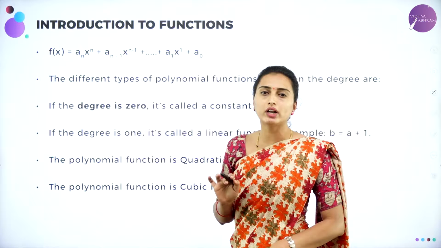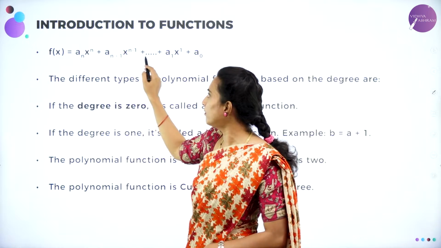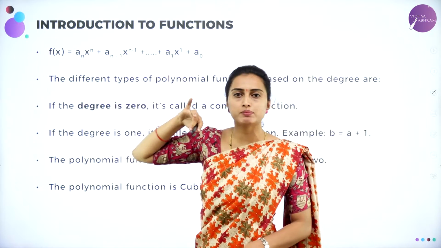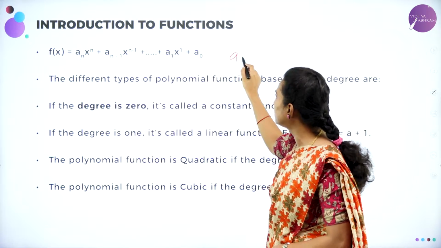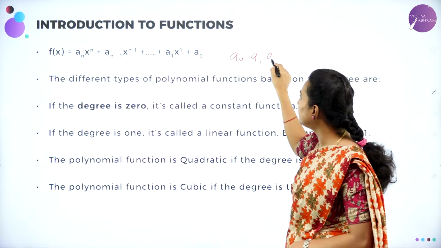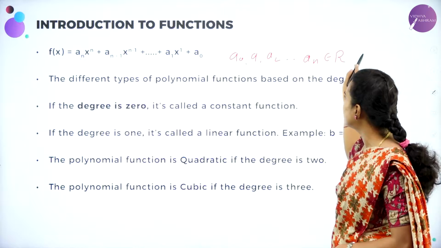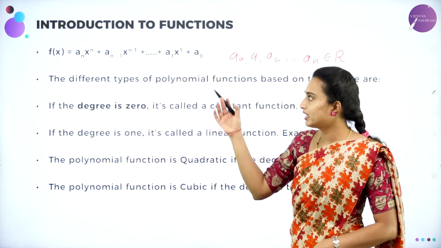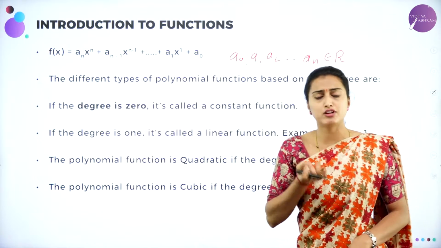Otherwise, we can also write the function like this: a_n x power n plus a_(n-1) x power n minus 1 plus etc. plus a1 x plus a naught, where a naught, a1, a2, etc., a_n belong to what? The real numbers. Here x is nothing but the variable. Next, the polynomial function as a linear function.